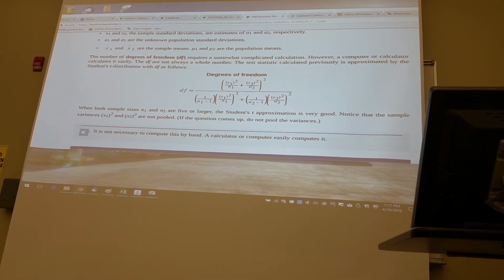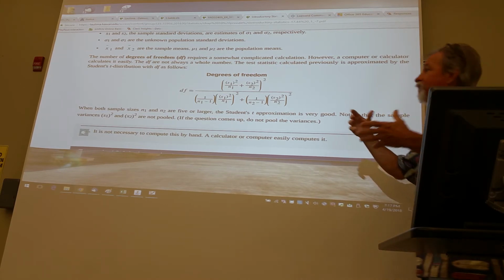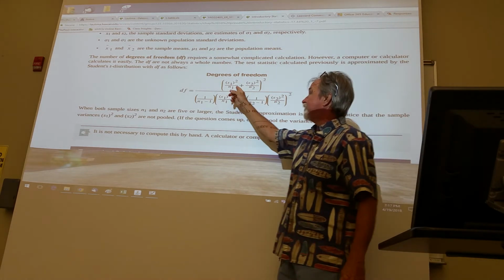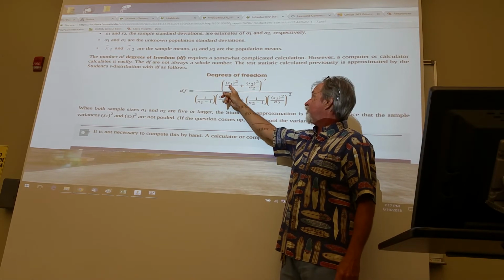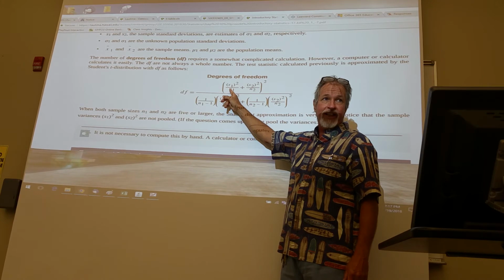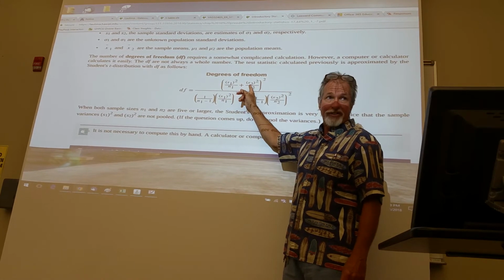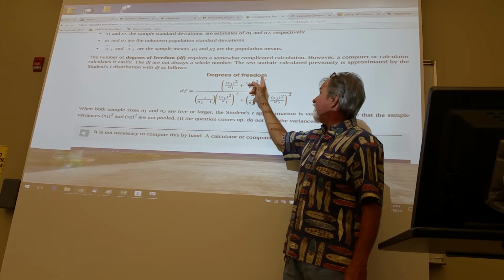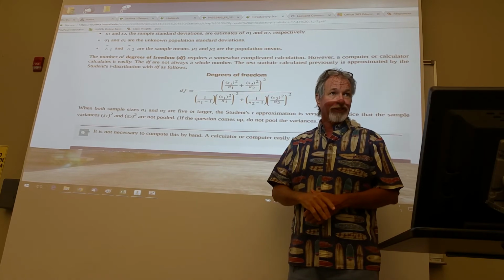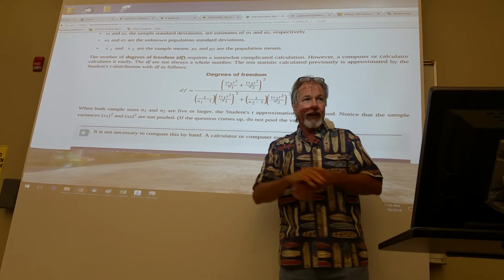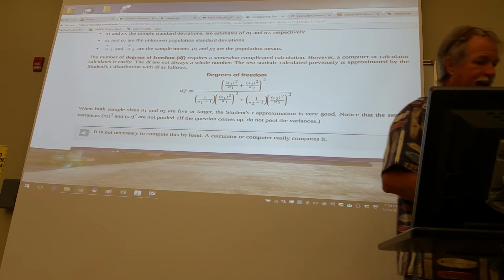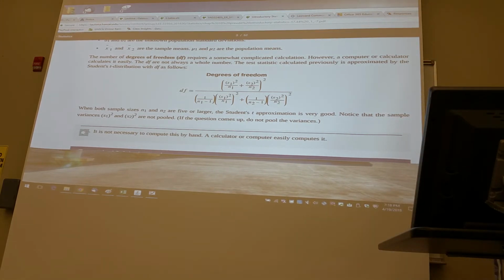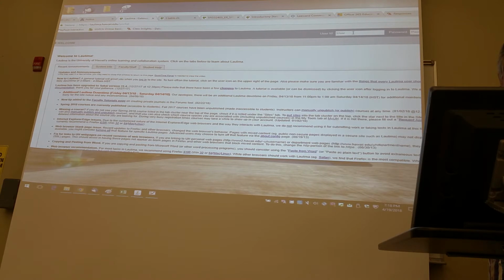Okay, so this is a big, ugly, nasty formula, but it's not really that hard to deal with. I just take one variance divided by the n and add it to the other variance divided by n, and then I square that answer. And then I have to divide it by some great big number. Now, if you go to Malima, oh shoot, it kicked me out.